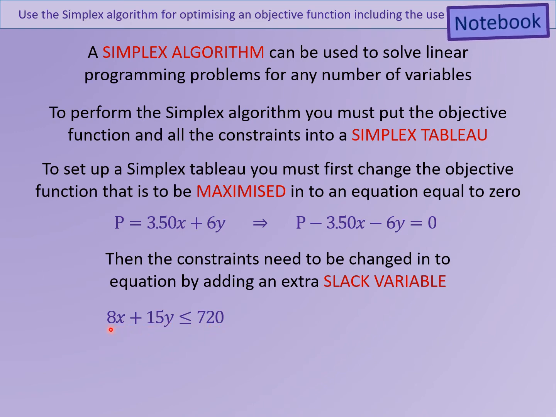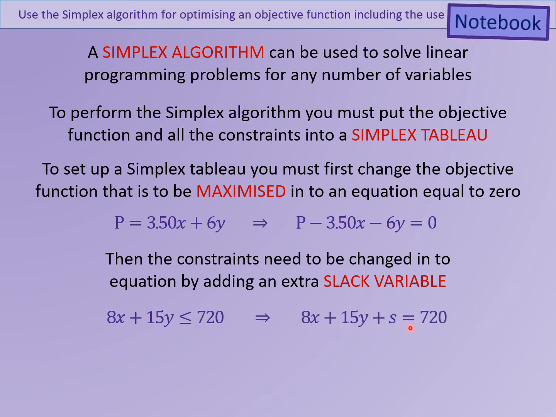Now if you imagine that 8x plus 15y could equal any number you like less than 720. So for example, it could equal 700. That's 20 less than 720, so I could add another value to this side that takes up the slack. If 8x plus 15y equals 700, the extra slack would be 20 to make it equal to 720.